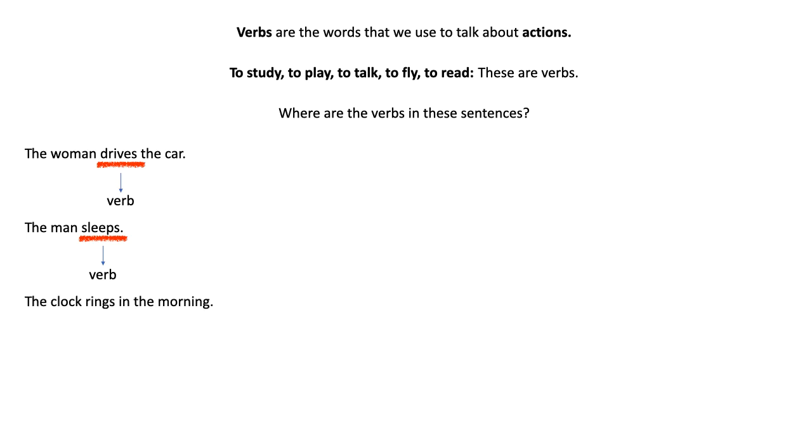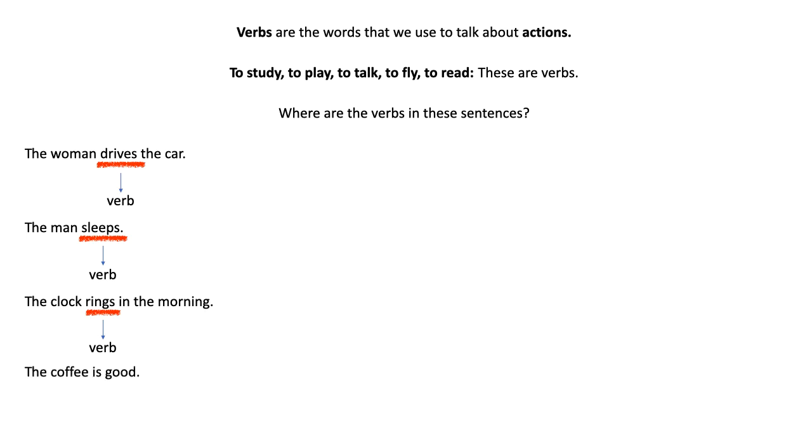A third example, the clock rings in the morning. Slightly longer. Which would be the word that talks about an action here? The clock is just an object, the morning is a moment in time, but it's not like we're saying that anything is happening, so nothing's being done. Where is our word that talks about an action? Well, right here, right? That's what the clock does. It rings. So here's our verb.